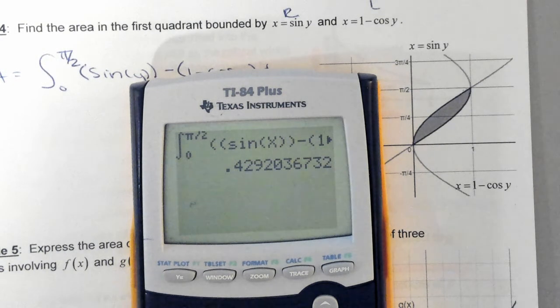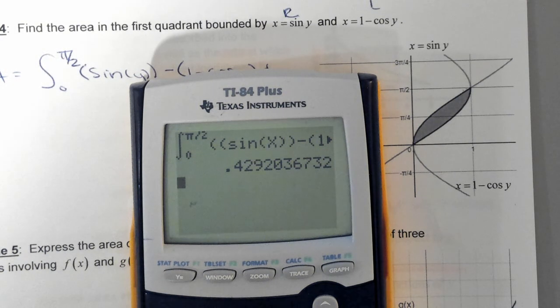Yes, sir? Is it a big deal if you mix up right and left? Yeah. Your answer, if you do left minus right, your area will be negative. But then you just delete the negative sign. Yeah, but how are you going to know that if you mix them up? So that's why it's important that you sketch the graph or you take a look at it on the calculator if you're allowed to use a calculator. I'm pretty sure your quiz, when you take it, is going to be all calculator.